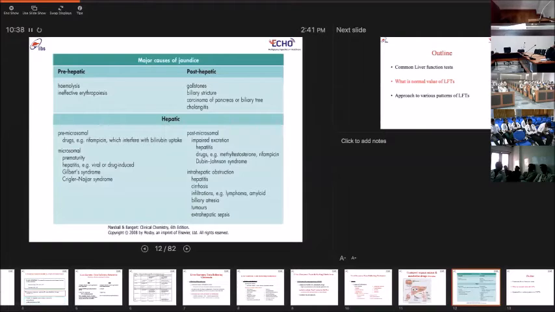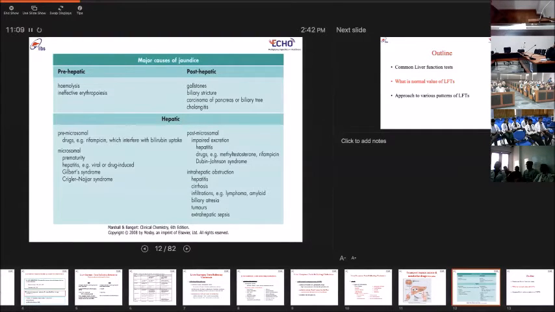Coming on to the causes of jaundice, there can be prehepatic, hepatic, and posthepatic causes. Prehepatic is usually secondary to ineffective erythropoiesis or hemolysis. Posthepatic is usually obstructive, which can be secondary to gallstones, strictures, any carcinoma of the pancreaticobiliary tree, or cholangitis, which is obviously secondary to obstruction of the pancreaticobiliary tree.